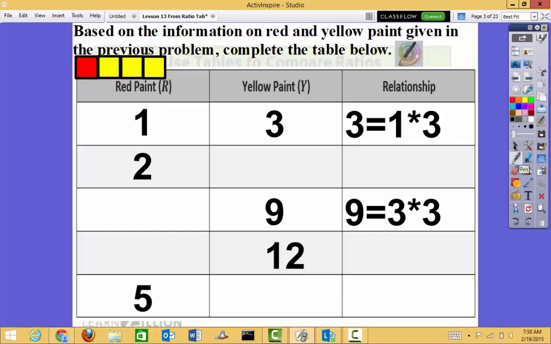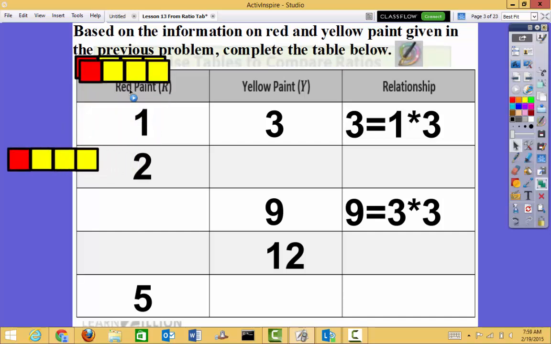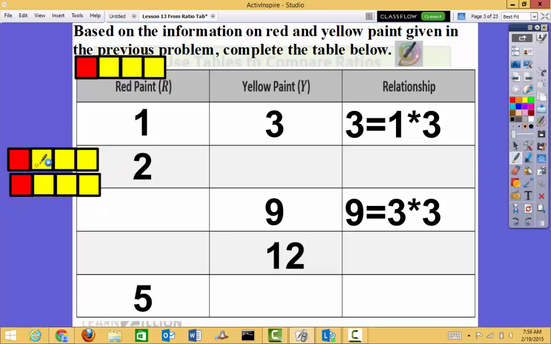Let's look at this next one, though. Here it's saying I have 2 red paints. So let's look. What would that look like? Well, it would be 1, 2 red paints. How much yellow do I have? Well, I have 1, 2, 3, 4, 5, 6. So my answer is going to be 6.